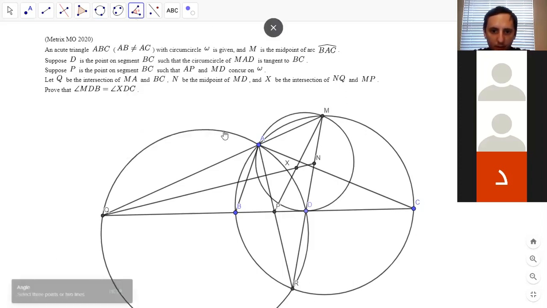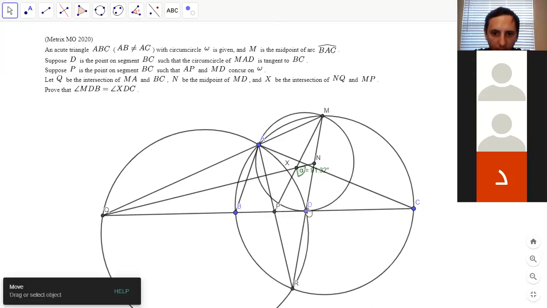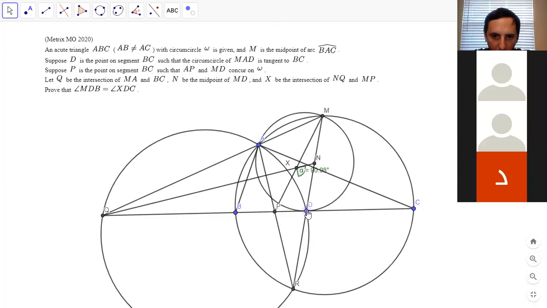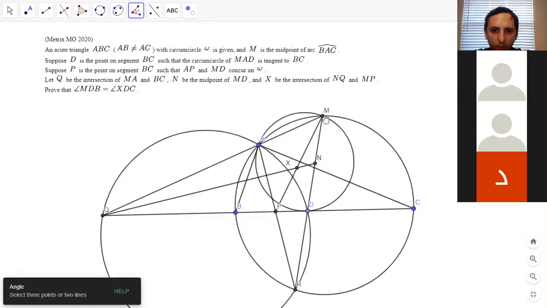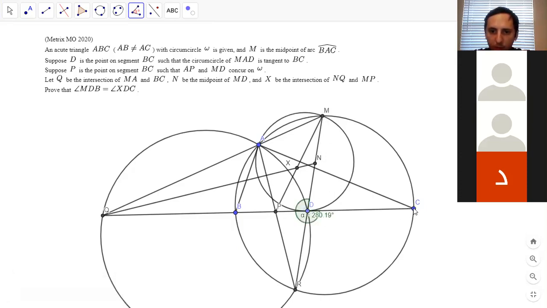It's hard to tell if I shift this around. I think this is a perpendicular right here. It's hard to know for sure. But what I could do is, if I take angle CMD, I want it to equal angle MAD. Ah, those are not exactly equal. So I don't think it is perpendicular.